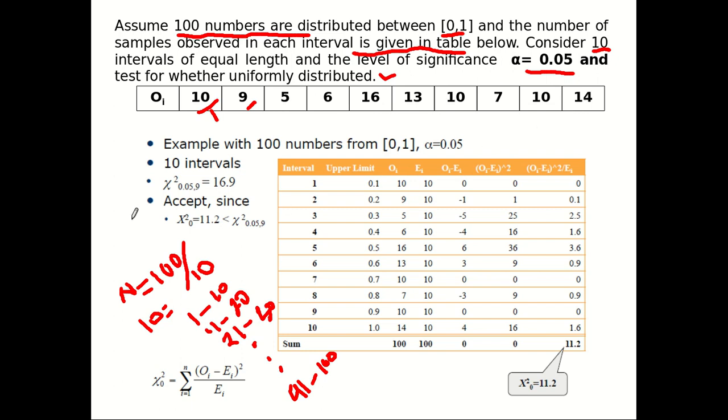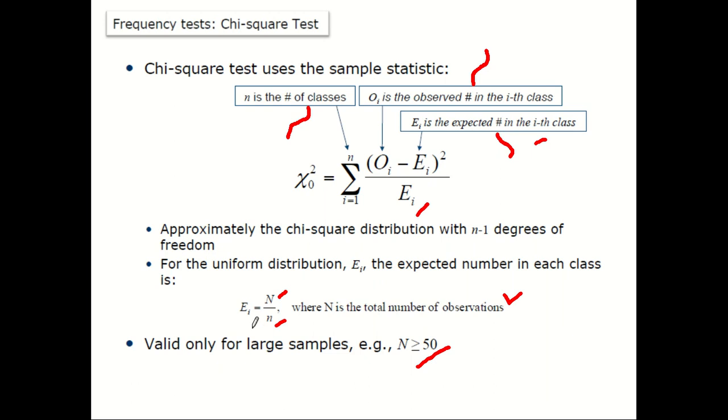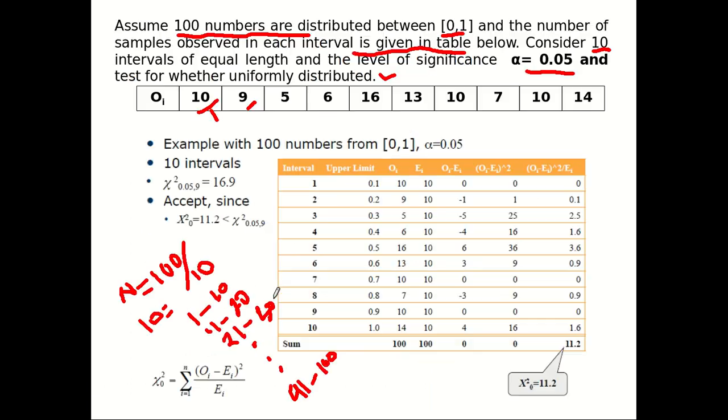What we do is first calculate the expected numbers in each interval. That is calculated by this equation: Ei equal to 100 divided by 10, where capital N is 100 and the number of classes, small n, is 10. So in each class we are expecting 10 values. But how much is observed?